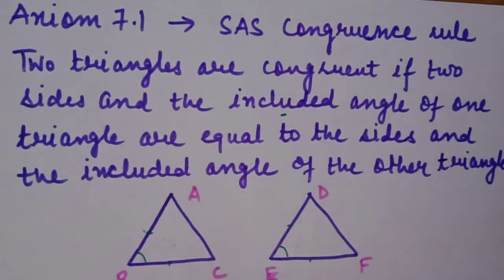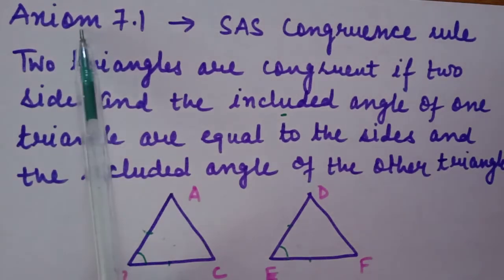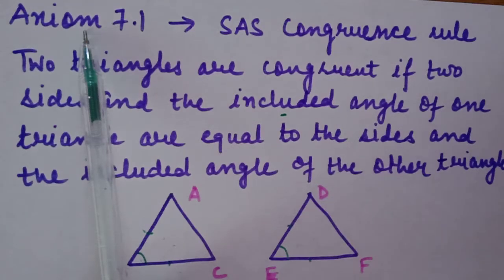Next one is axiom 7.1. Now you know the difference between axioms and theorems. Axioms are those statements which are universal truths, and we can't prove them; they do not have any proof.